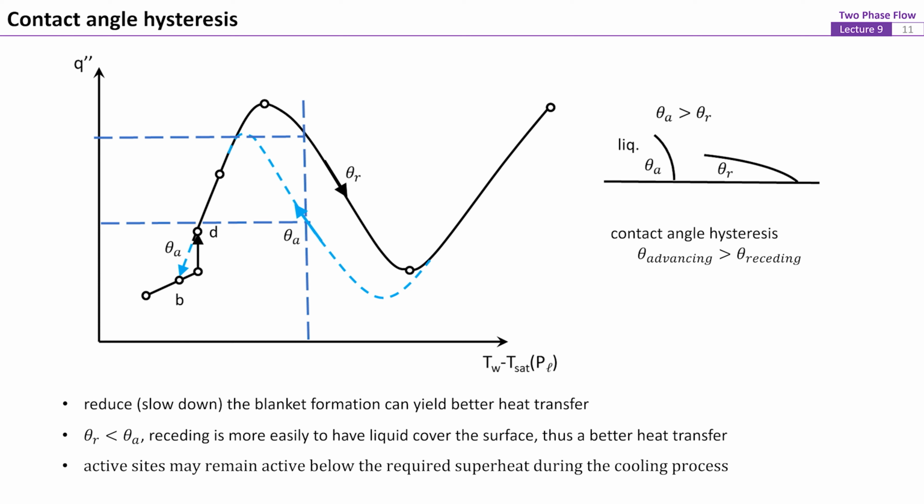Therefore, the boiling curve may move from point D to point B with a continuous reduction of the heat flux corresponding to the reduced excess temperature. In other words, in a cooling process, there could be no sudden decrease in the heat flux as in the boiling or heating process.